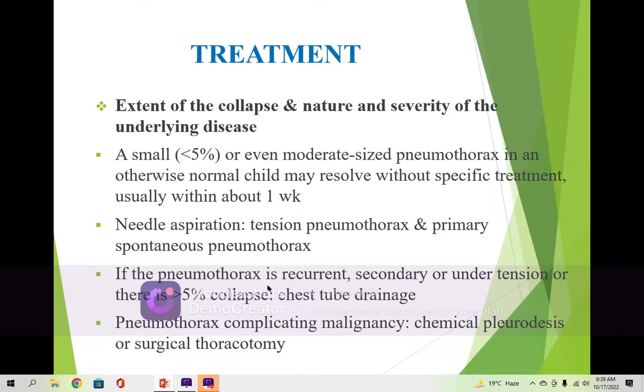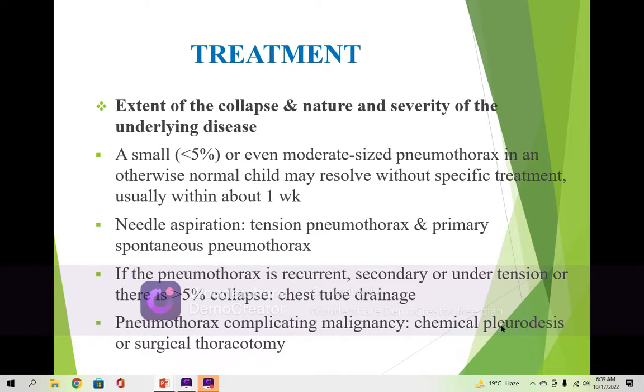If the pneumothorax is recurrent, secondary to an underlying condition, or there is more than 5% collapse in different areas, then you have to do chest tube drainage. Because recurrence is definitely there, an underwater seal should be used. Pneumothorax complicating malignancy: here, because the problem is repeated, you have to close the hole which is present, for example a bronchopleural fistula or a foramen.